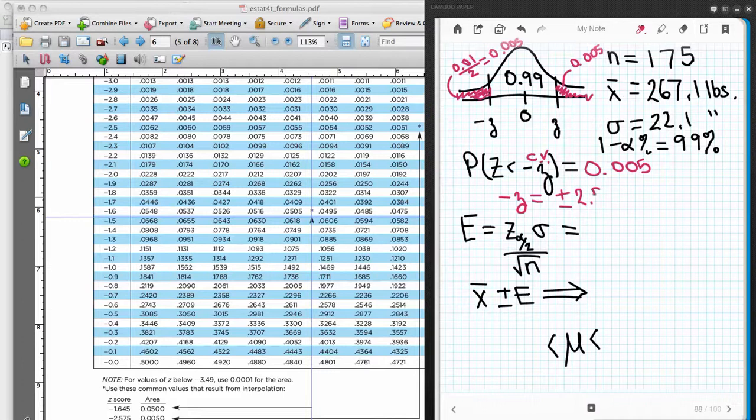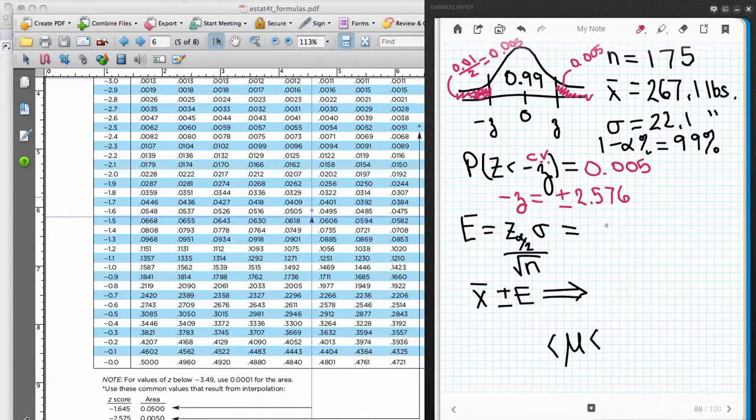So we're going to use 2.576 as an approximation, but it is really typical that people use 2.575. That's the one that you see used more than any other one.